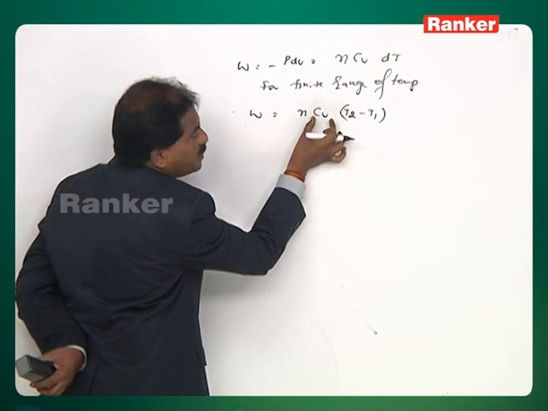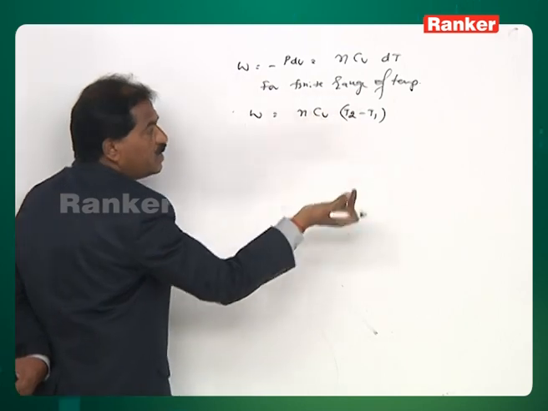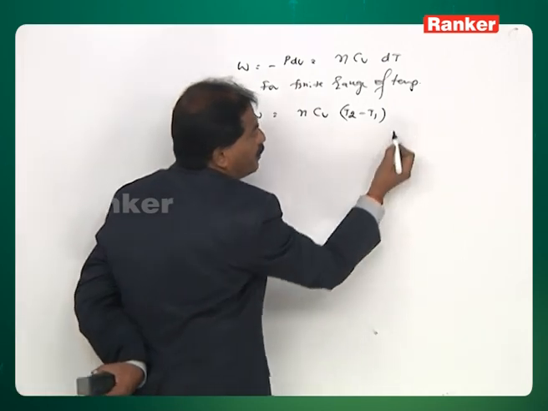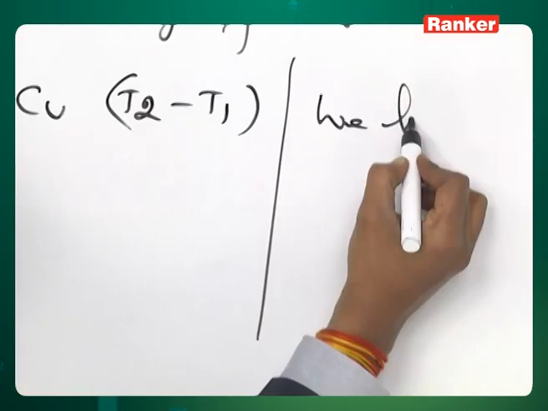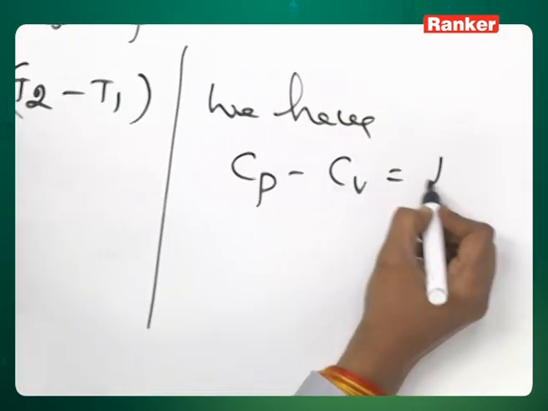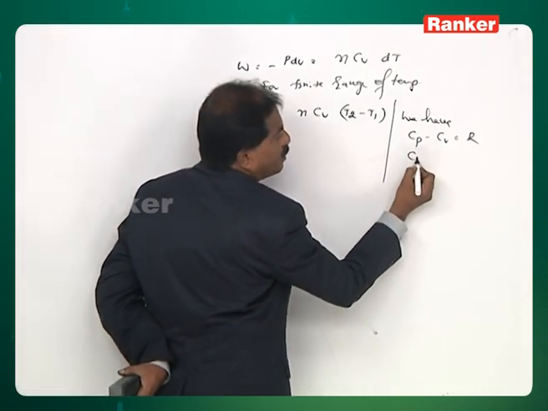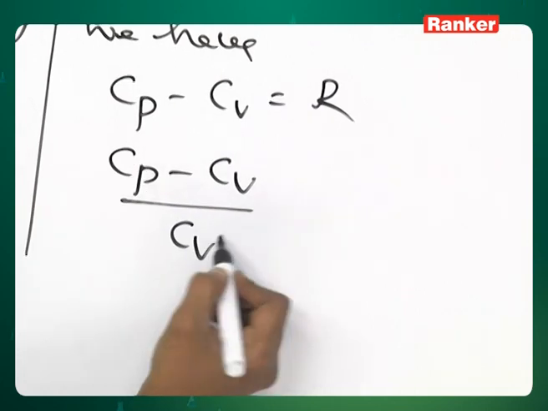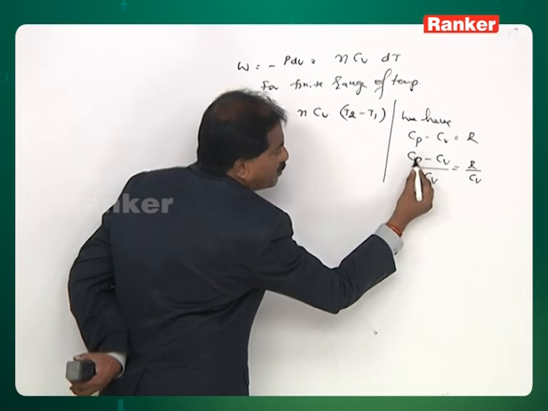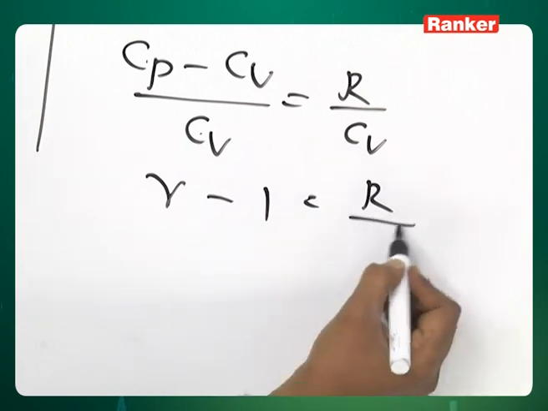Next, Cv is a variable. Therefore, let us replace this variable with another term which will remain constant throughout the process. For that purpose, now observe this relation. In thermodynamics, we have Cp minus Cv is equal to R. Divide both sides by Cv. Cp minus Cv by Cv is equal to R upon Cv. This is Cp upon Cv, which is gamma. This is Cv by Cv, which is equal to 1. This is R upon Cv.